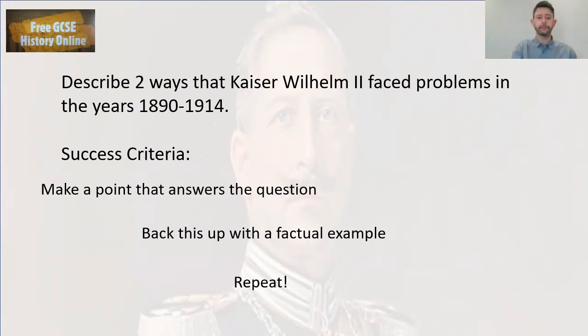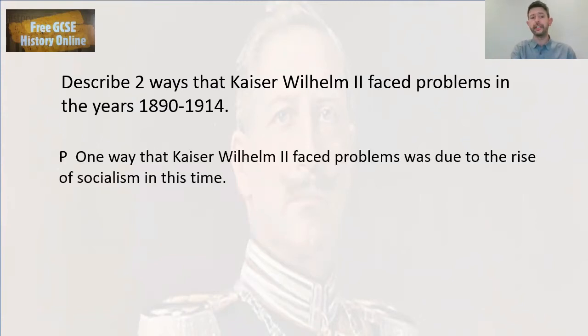Okay, so what does that look like as an example? So we need to firstly make our point. So one way that Kaiser Wilhelm II faced problems was due to the rise of socialism. He could not deal with the socialists. The workers in the Reichstag had power. They were complaining about wanting more rights. Okay, and he didn't want to do anything about that because that was the poor people and he represented the rich. So that's a big problem for him.